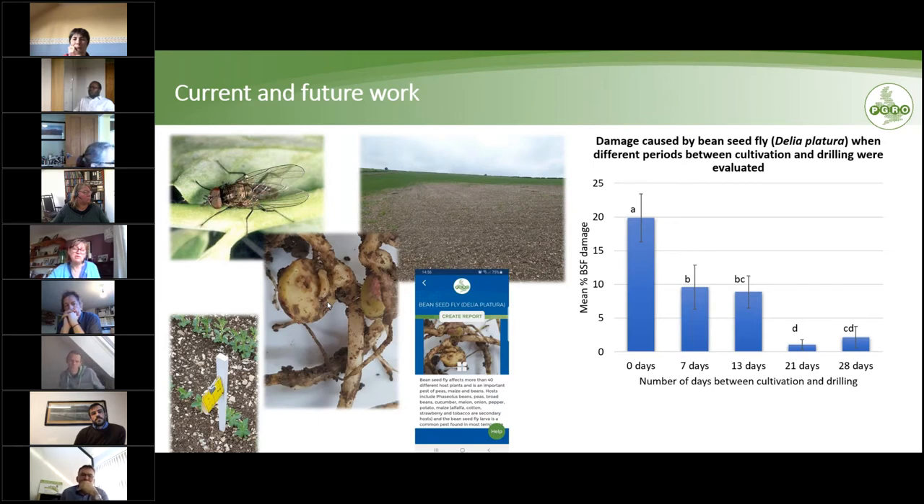We could see that the longer the period between cultivation and sowing, there was a greater reduction of damage. And we did some new plot work in 2020 to examine that further. And we can see that we get quite significant reductions in damage where we leave a gap between cultivation and sowing, which is not usual for growers to do, but obviously it's an excellent way without any chemical control of managing this pest better.